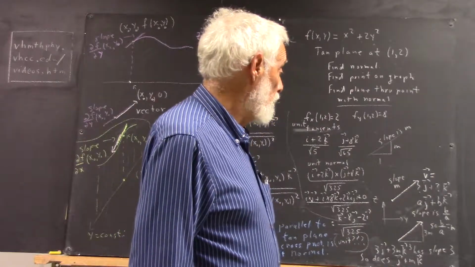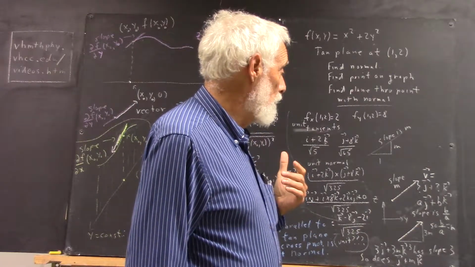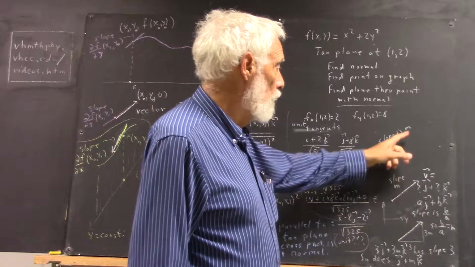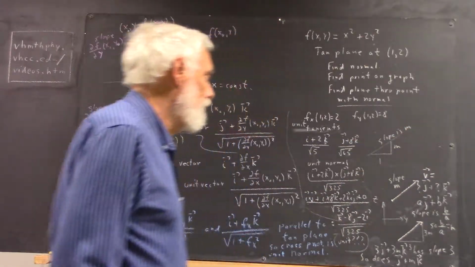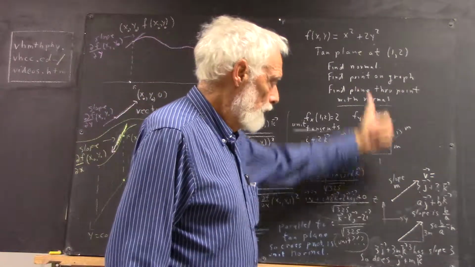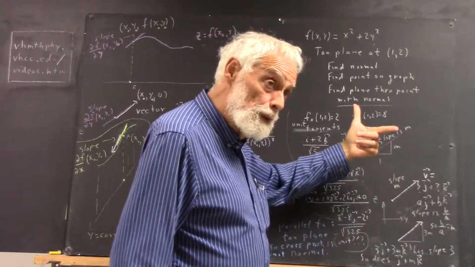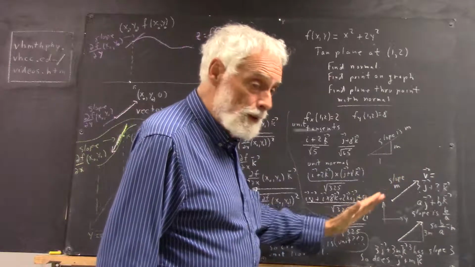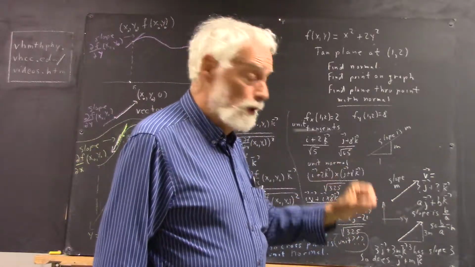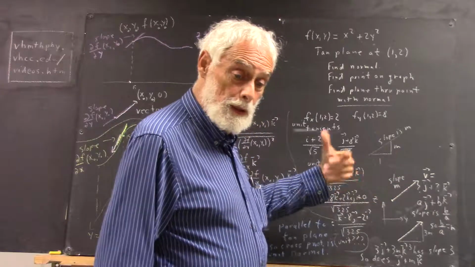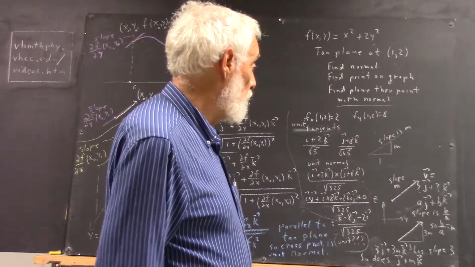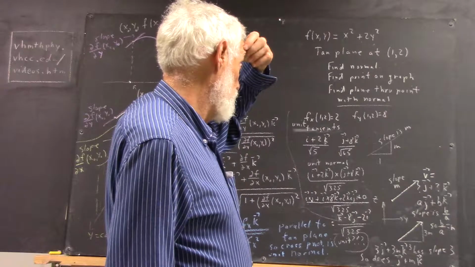So we want a vector whose slope is m. And what that means is that this vector in the yz plane is in a direction where the slope would be m. So the rise divided by the run would be m. Well, it took us quite a while to get this.